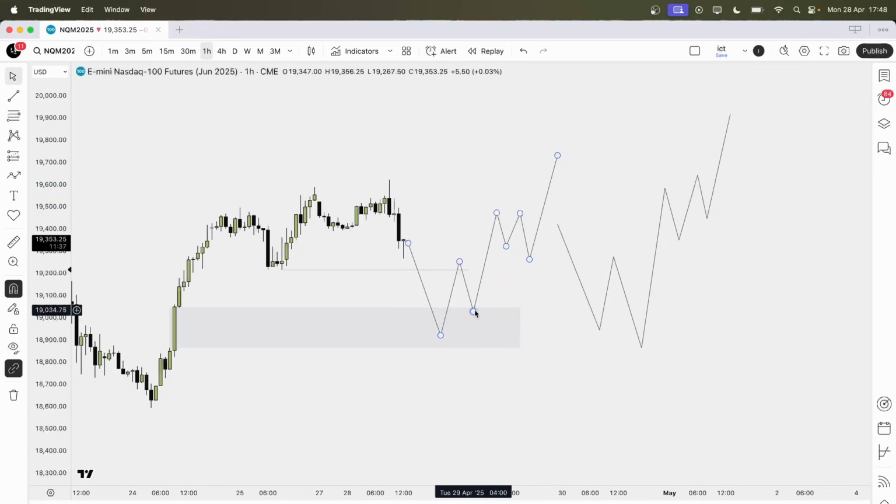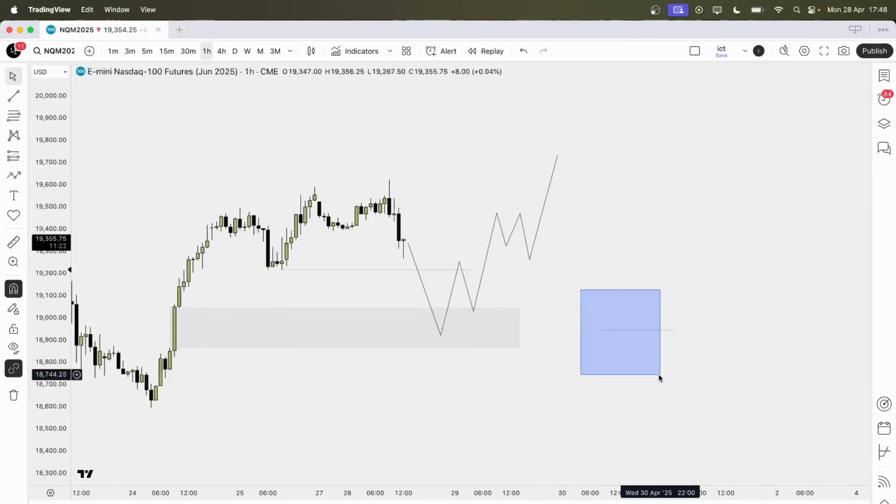Now, an SMT would indicate that we are accumulating. So smart money would be accumulating positions under here. And obviously, if we got the SMT, then it would look like that. So that's the sort of thing I'd be looking for between the averages. Averages being ES, YM, and NQ.